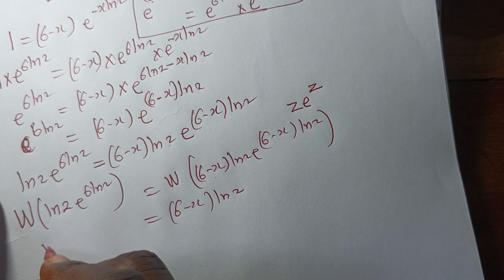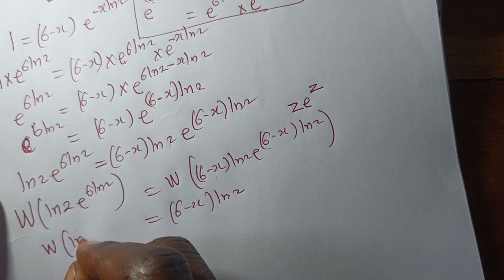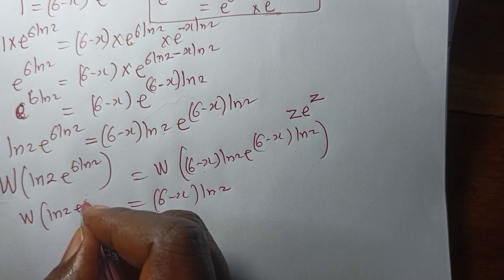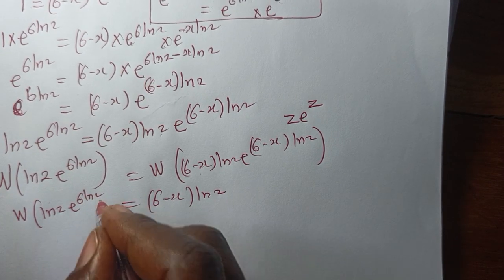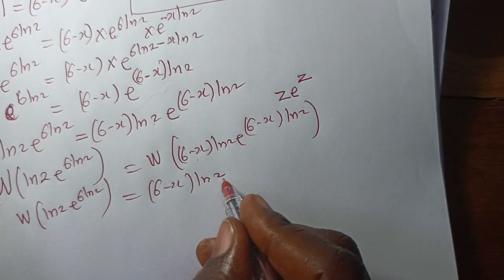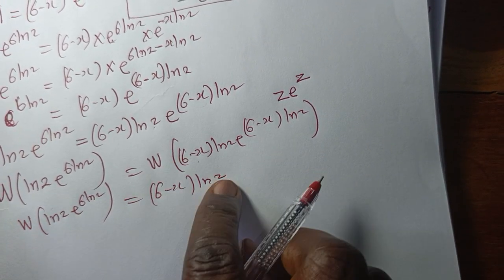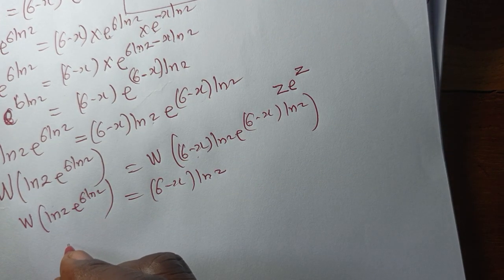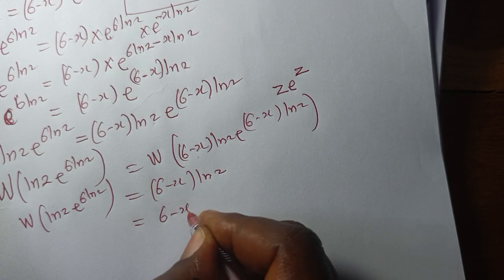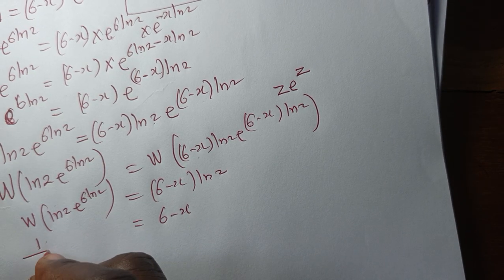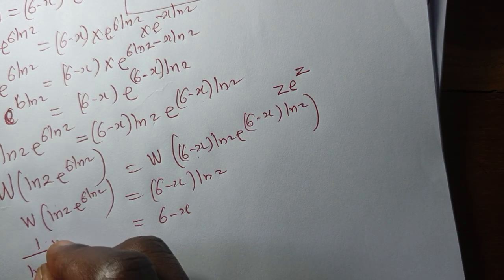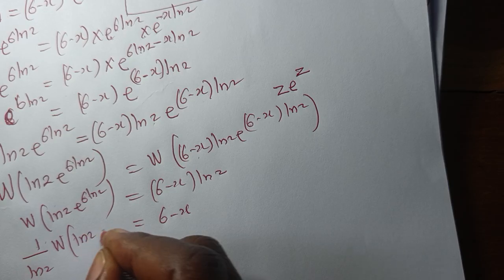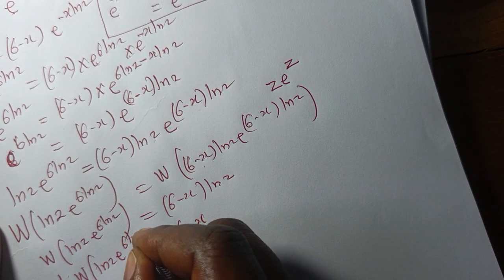So here we have the Lambert W function of ln 2 e raised to power 6 ln 2. Now, we can divide both sides of the equation by ln 2 because we have to solve for x. When we divide by ln 2, we have 6 minus x equals 1 over ln 2 times the Lambert W function of ln 2 e raised to power 6 ln 2.